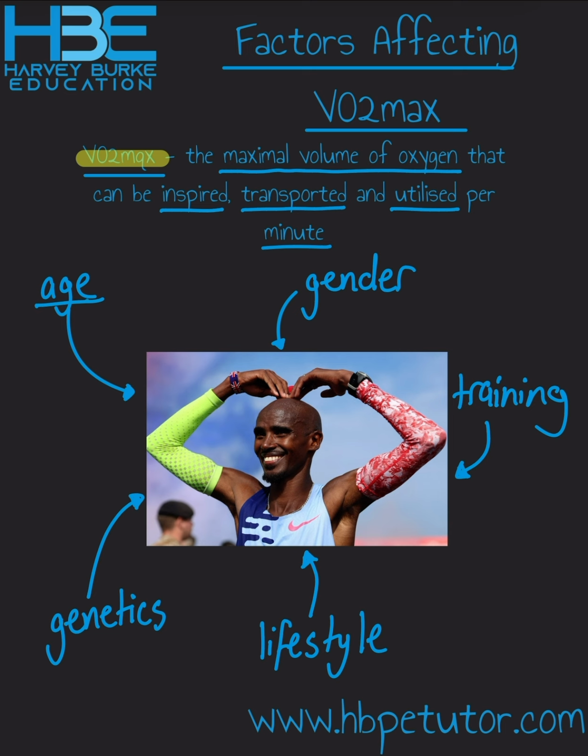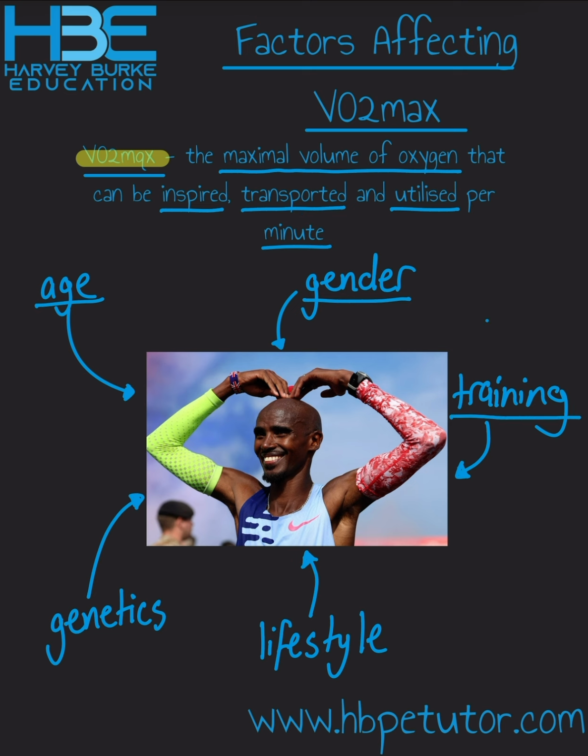impacts it. So you could say for age that the older you get, the less elastic the lungs become, the less elastic the heart becomes, and the lower the muscle mass you have, which impacts your ability to utilize it. For gender, generically speaking, males are larger than females. So therefore, they're going to have a greater lung volume to be able to inspire more, greater blood volumes to transport more, and greater muscle mass to use more.